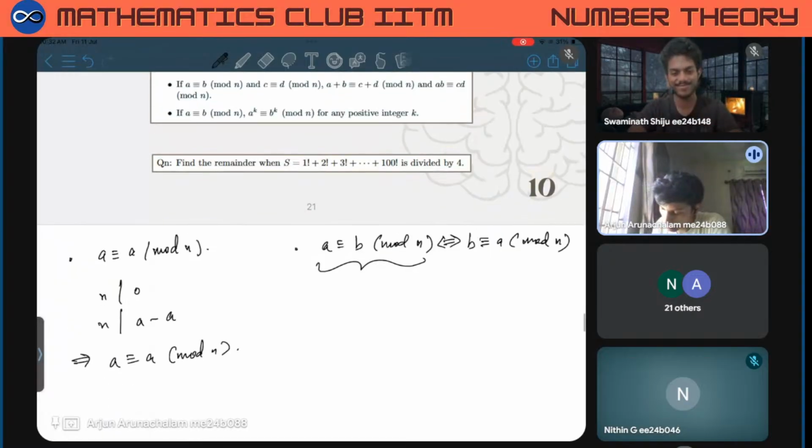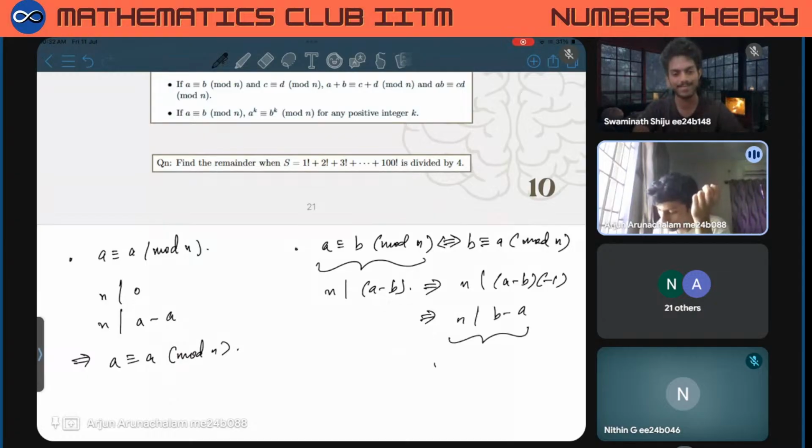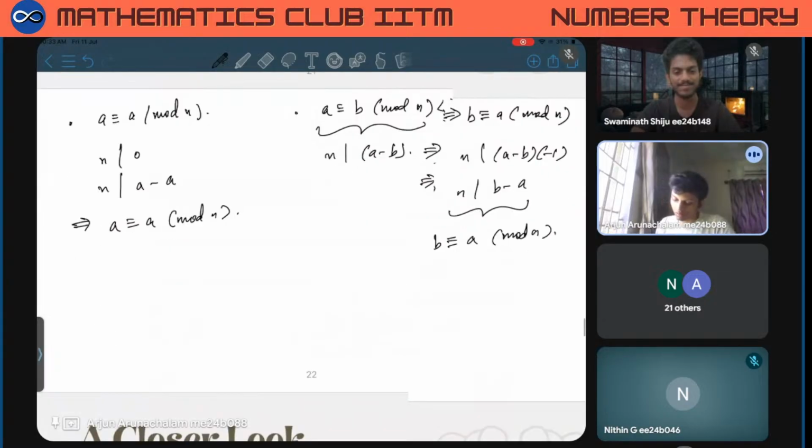So this implies that n divides A minus B, right? So let's multiply by minus 1. So this implies n divides (A minus B) times minus 1 also. So it means n divides B minus A also. Now from here you can write that B is congruent to A mod n, right? And you can also prove it the other way around. Let's say n divides B minus A, multiply it by minus 1, and you get the other thing also.